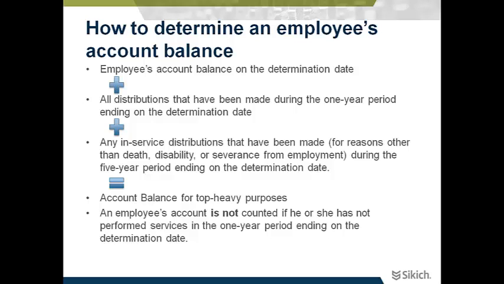To determine an employee's account balance, the plan takes the employee's account balance on the determination date and adds back to the account all distributions that have been made during the 1-year period ending on the determination date, plus any in-service distributions that have been made during the 5-year period ending on the determination date. In-service distributions are those made for reasons other than death, disability, or severance from employment. An individual's account is not to be counted if the individual has not performed services in the 1-year period ending on the determination date.